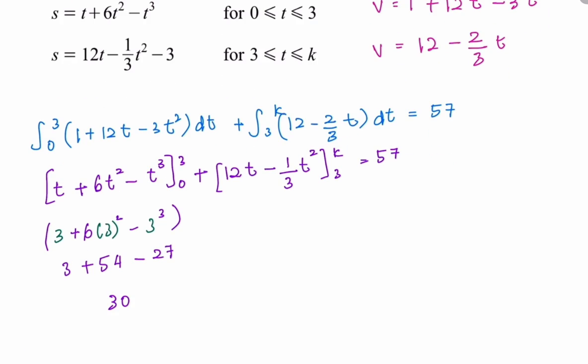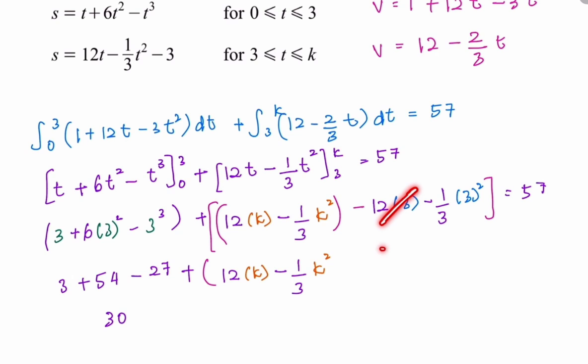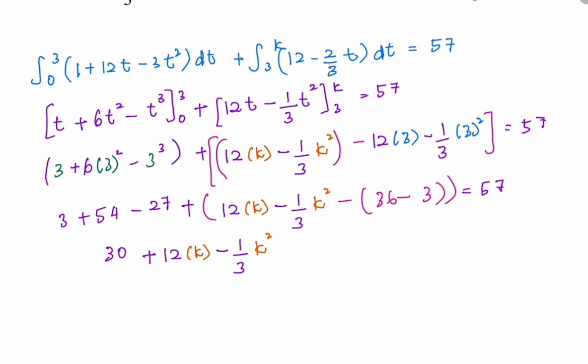Now let's do the second part. Plus, substitute k in t, 12k minus 1 over 3 k squared. Minus when t equal to 3, 12 times 3 minus 1 over 3 times 3 to the power 2, equal to 57. Let's simplify this. 36 minus 3 equal to 57. 12k minus 1 over 3k squared.